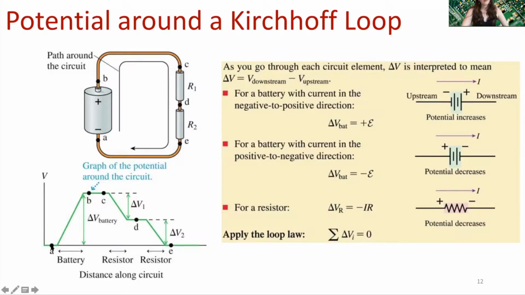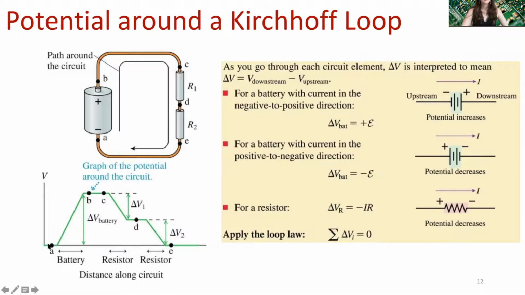So here we're at our battery and we're moving from the negative to positive terminal of our battery, and we see that the EMF goes up to its maximum value. And then as we move through resistor 1, our EMF, our potential around the circuit decreases. And then as we move through R2, our potential also decreases. And so this would be a chart that you could draw for the potential around the circuit.